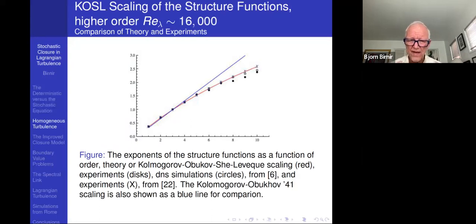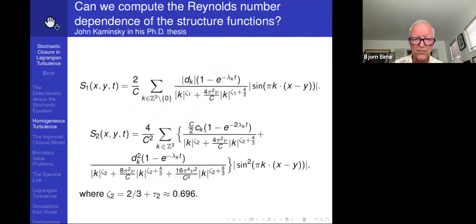If you compare the theory with observations and simulations, the theory is the red line, and there are some experiments which are the black disks. There are simulations which are the circles, and then there are high Reynolds number experiments done in the atmosphere, which are the crosses, and they fall right on the line. And the blue line is the Kolmogorov-41 scaling, for comparison. As you can see, we do very well in reproducing the experimental and simulation results.